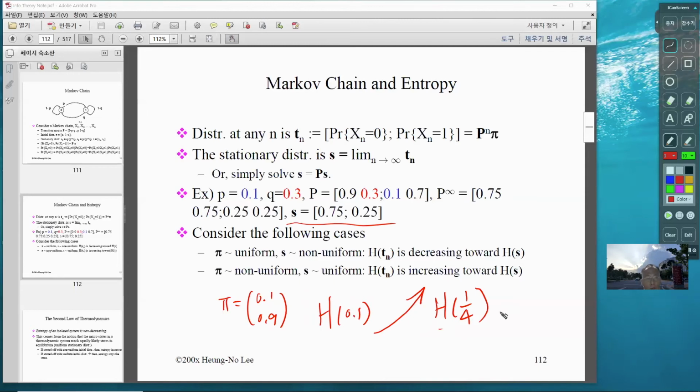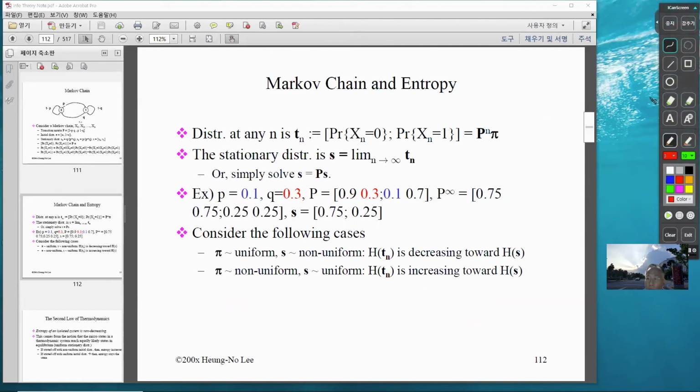So we can make the entropy of a Markov chain either increase or decrease. We can design such a Markov chain. I have given an example using a binary Markov chain. We can do ternary Markov chain or quaternary, quad, or whatever dimension. We can design such a Markov chain.